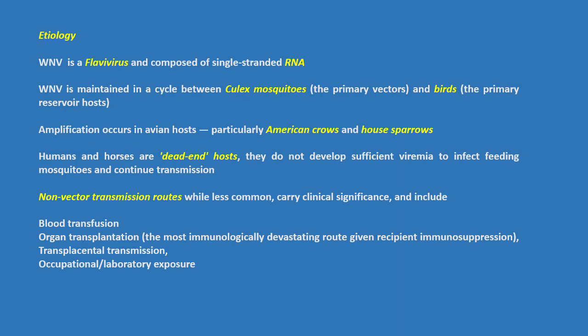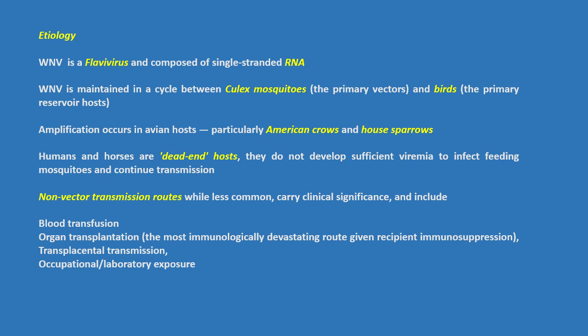Etiology: West Nile virus is a flavivirus and is composed of single-stranded RNA. West Nile virus is maintained in a cycle between Culex mosquitoes, the primary vectors, and birds, the primary reservoir hosts. Amplification occurs in avian hosts, particularly American crows and house sparrows. Humans and horses are dead-end hosts. They do not develop sufficient viremia to infect feeding mosquitoes and continue transmission.